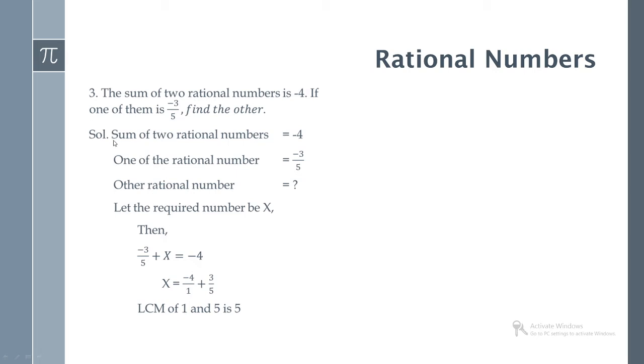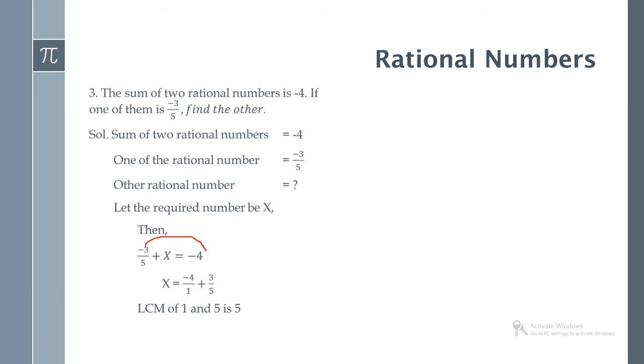Then he has given the sum of two rational numbers. These are the two rational numbers. One rational number he has given as minus 3 by 5, plus the other rational number x, is equal to minus 4. Got it, children? Minus 3 by 5 plus x is equal to minus 4, meaning the sum of two rational numbers. Now minus 4 can be written as minus 4 by 1.